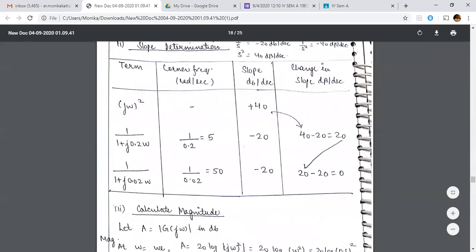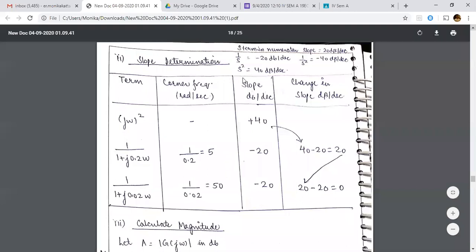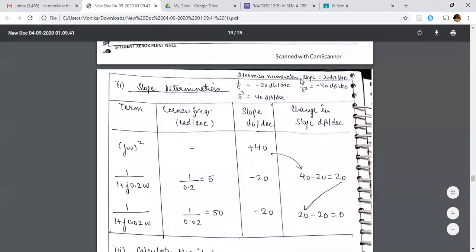Yeah, so you know there are two zeros. This is a zero term which is in the numerator. So there are two zeros. So what will be the slope of this term? Plus 20 into 2. How much it will be? Plus 40 dB per decade. Clear? Okay. Now, I have written at the top just in case you don't remember. S term in the numerator slope is plus 20 dB per decade. S square term the slope will be plus 40 dB per decade.